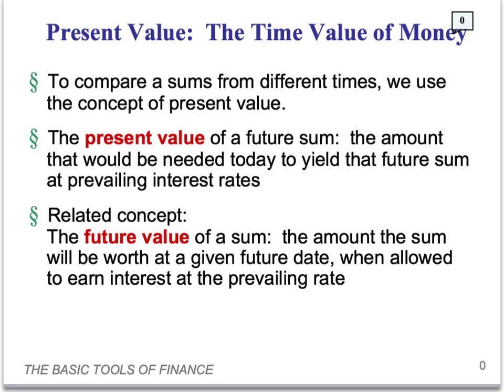Okay, you need to learn these two definitions. Present value is the present value of a future sum of money. Future value is the current value of a sum of money in the future. And for all of those, you need to know what the prevailing interest rate is.